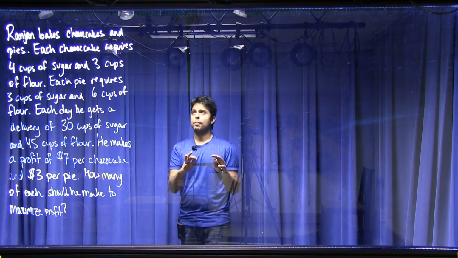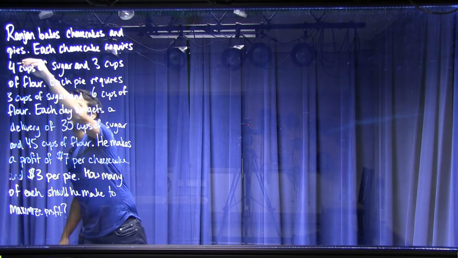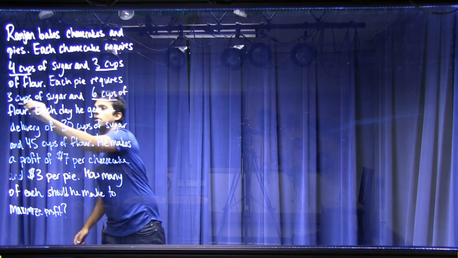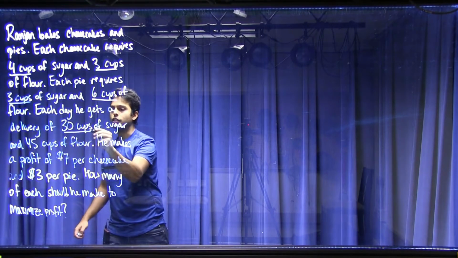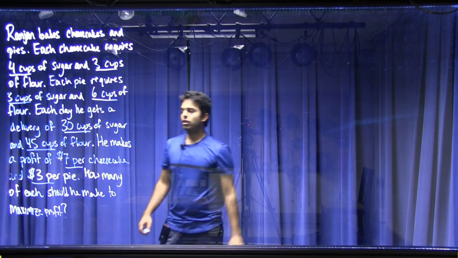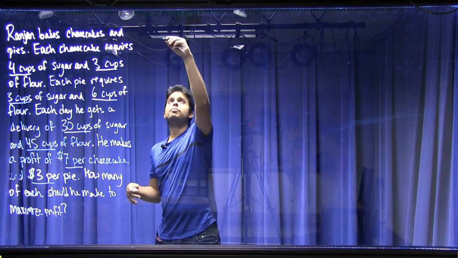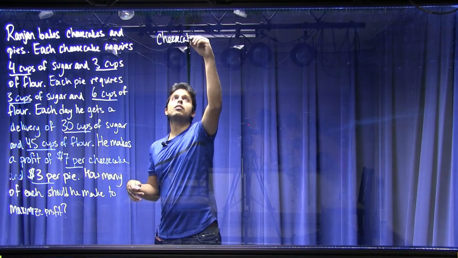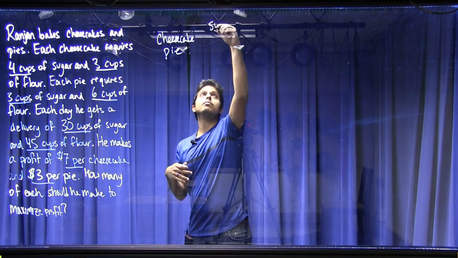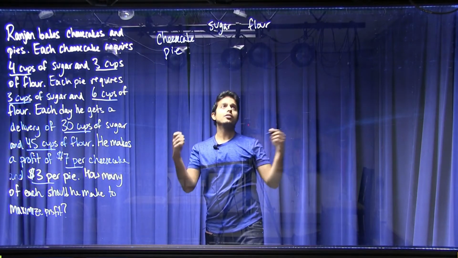So first of all, there's a bunch of numbers in this problem. Let's circle them and then put some of them in a table. We have 4 cups of sugar, 3 cups of flour, 6 cups of flour, and 3 cups of sugar. We know how many we get each day, and we know how much money we make each time we sell something. So the first thing we should do is put all this information into a table. In our table, we're making cheesecakes and pies, the ingredients that we use are sugar and flour, and one other thing we know is the profit.